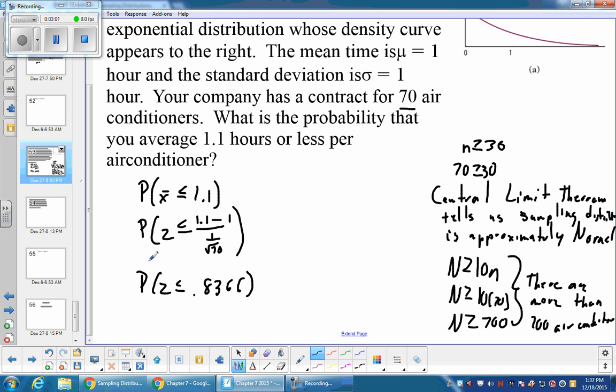So a normal CDF from negative infinity up until that number will get us a probability of 0.7986. So about 80% of the time, we'll get a value that's less than 1.1.